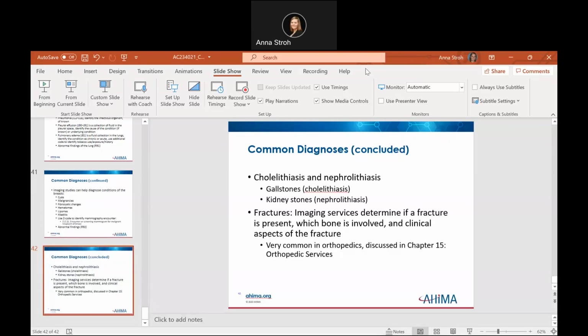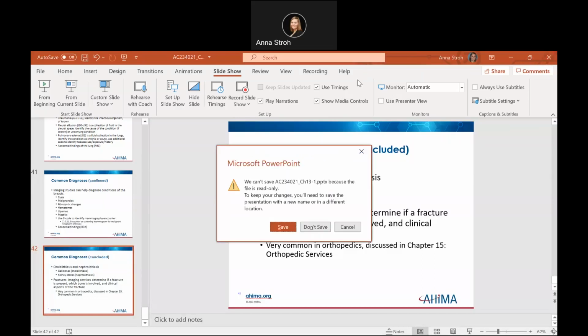All right, that is radiology in a nutshell. Hope that the examples I gave are helpful. Yeah, that's chapter 13. Thank you.